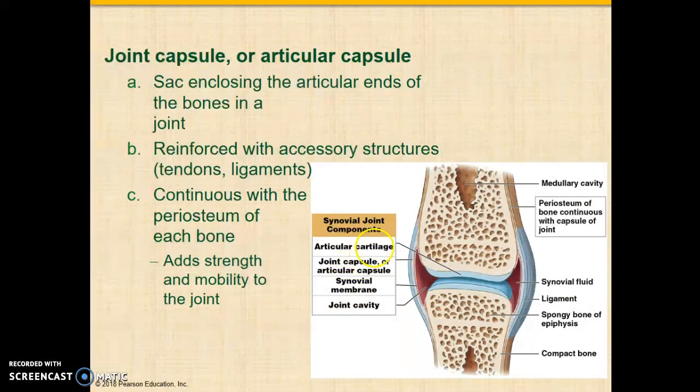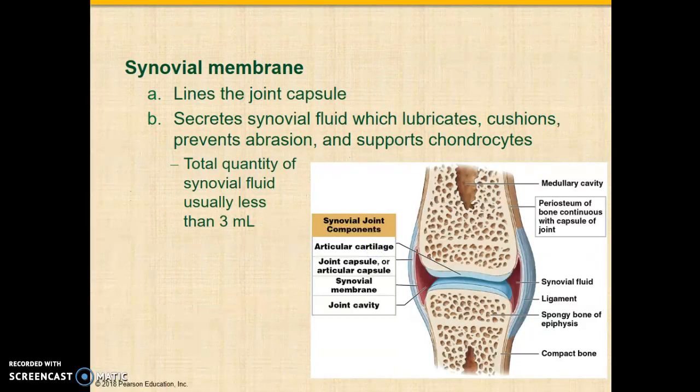The joint capsule or articular capsule is a sac that encloses the articular ends of the bones in the joint. It's reinforced with certain structures such as tendons and ligaments, and we'll see that specifically in the knee. You do have to know your knee joint. And that joint capsule is continuous with the periosteum for strength. The synovial membrane lines the capsule. This synovial fluid lubricates, cushions, prevents abrasion, and supports the chondrocytes, and makes very little fluid, less than 3 mLs.